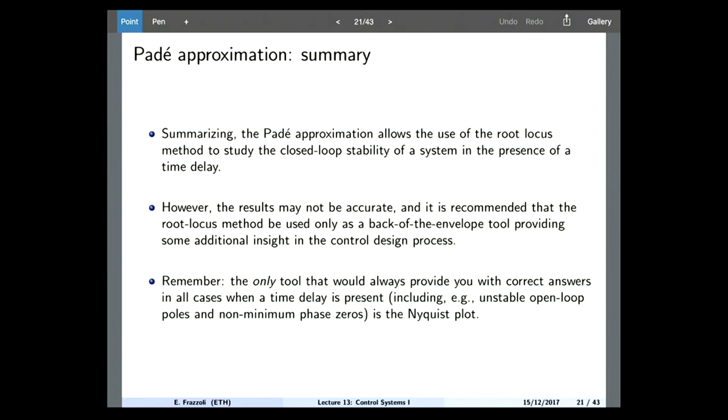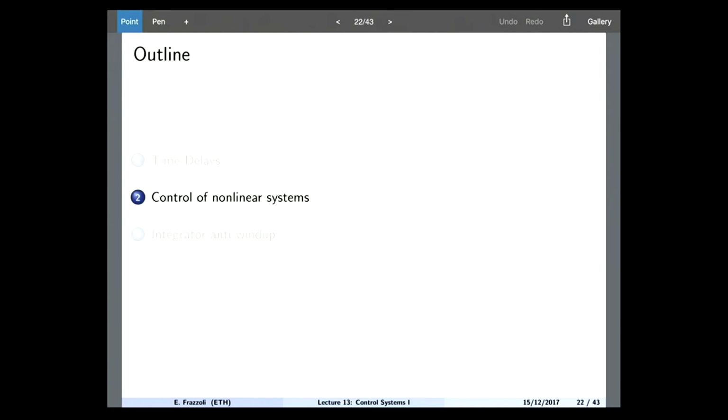For me, in summary, if you really want to use the root locus when using the time delay, you want to use this Padé approximation, which I would really see as something that gives you an intuitive feeling for how the closed loop behavior will change given the time delay. But honestly, I will do all the analysis on the Nyquist plot and or the Bode plot in this case. Okay?